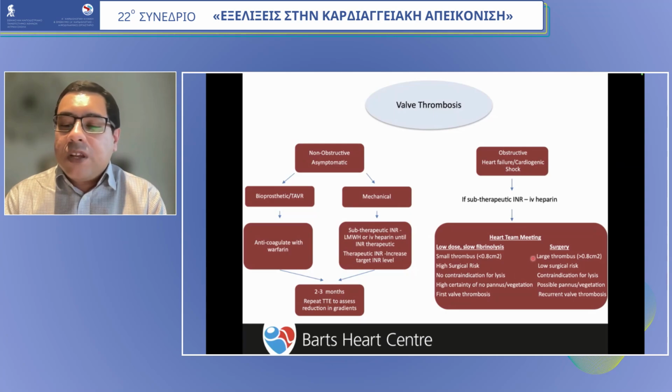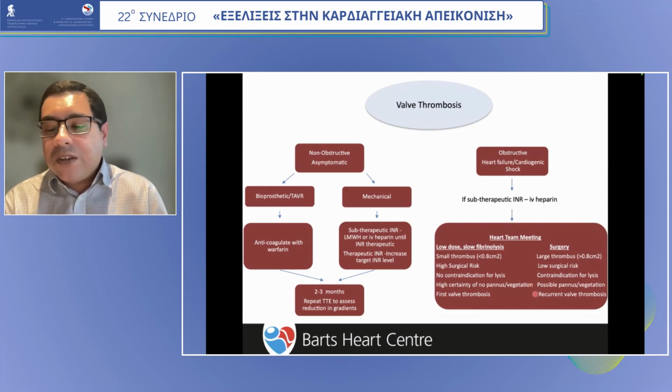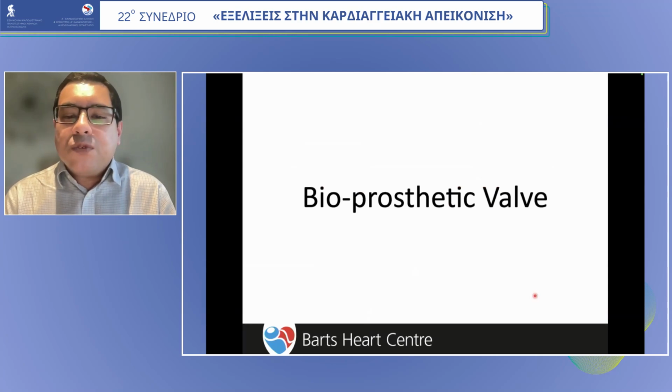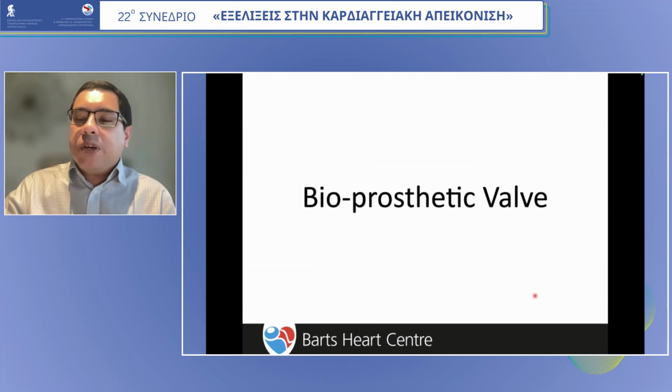Surgery is more reserved for those with large thrombus, low surgical risk, those who might have contraindications to thrombolysis, and where we may be unsure whether it's thrombus or something else, such as pannus or vegetation. So that's mechanical valves. We'll now move on to bioprosthetic valve thrombosis.